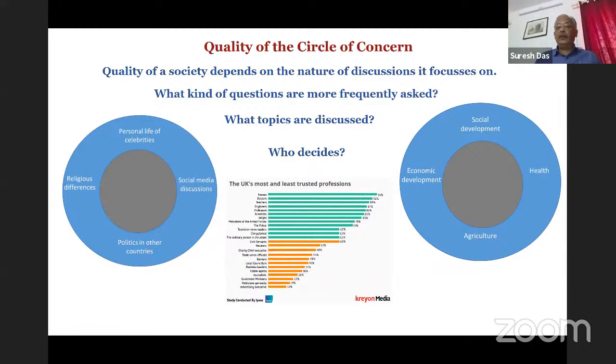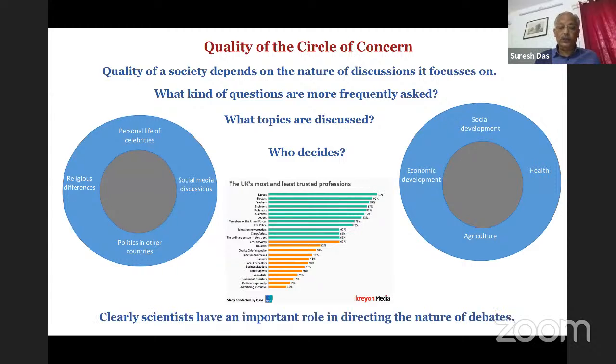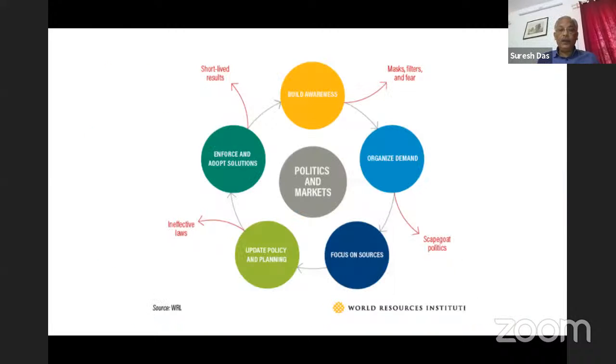And we have, as I said, to see the larger picture. 80 to 90% of your effort has to go into your circle of influence where you have to develop the expertise. But the other 10, maybe 20% has to feature in your circle of concern. Then only you get the larger picture and have a holistic view about how research is done. So clearly scientists have an important role in directing the nature of debates in any society.